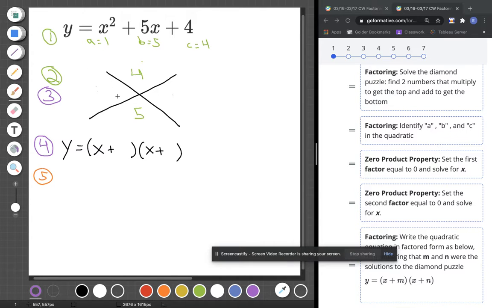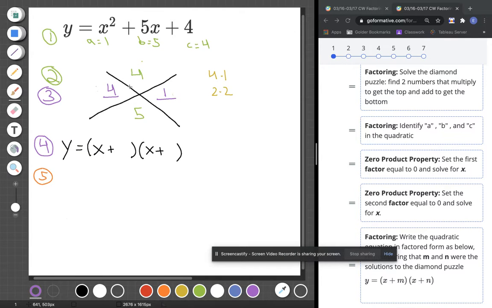Well, we got to come up with two numbers that when I multiply these two numbers together, they equal 4. When I add them together, they equal 5. Well, that's pretty easy because there's only two sets of numbers that could multiply together to equal 4. It could either be 4 times 1 or 2 times 2. Well, which one of those, when I add them together, equals 5? Well, 4 and 1. So that's how we solve the diamond problem. They got to multiply together to get the top. They have to add together to get the bottom.